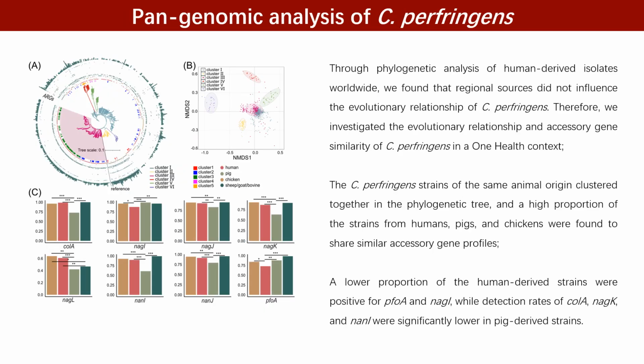The C. perfringens strains of the same animal origin clustered together in the phylogenetic tree, and a high proportion of the strains from humans, pigs, and chickens were found to share similar accessory gene profiles. A lower proportion of the human-derived strains were positive for pfoA and nagI, while detection rates of colA, nagK, and nanI were significantly lower in pig-derived strains.